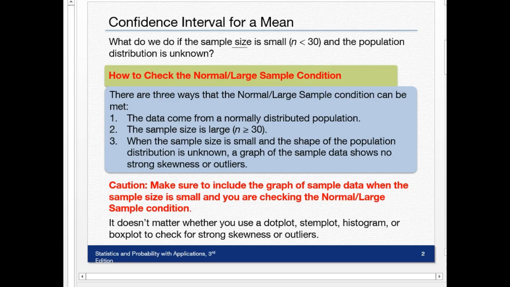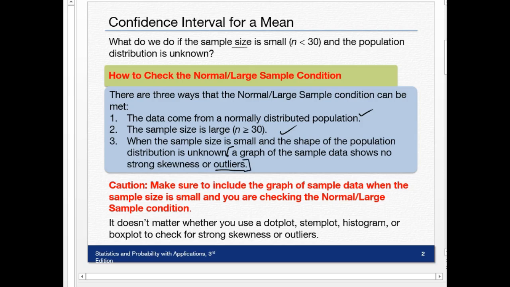Well, let's just revisit. There's 3 ways we can know, right? You can know that the data came from a normal distribution, the sample size is greater than or equal to 30, or here's the new thing. When the sample size is small and the shape of the population distribution is unknown, here's what you do. You graph the sample data and you look for strong skewness, meaning really obvious, or outliers. Remember, outliers are points that just kind of are out there by themselves.